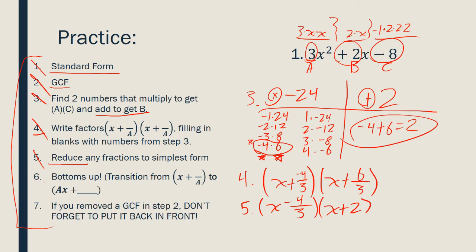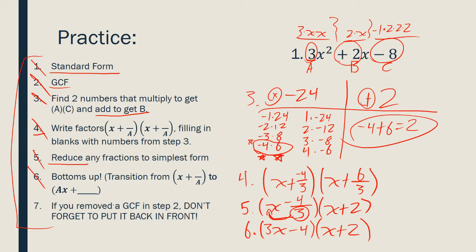Step 6 says bottoms up. Transition this A that's in the denominator and move it to be multiplied by x. So this is the only fraction that still has a denominator. I'm going to go ahead and write that as 3x minus 4, because this 3 moves to be multiplied by the x, multiplied by x plus 2. So that's step 6. Transition from that factored form to put that A up in front, bottoms up.